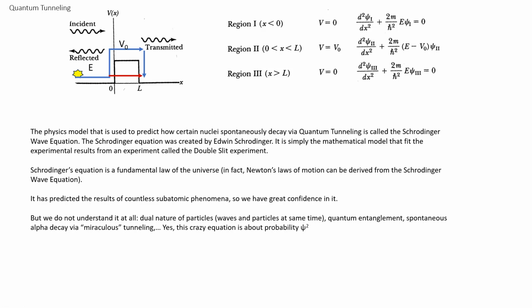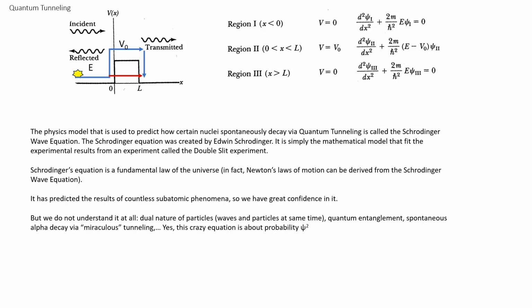Schrodinger's equation is a fundamental law of the universe. In fact, Newton's laws of motion can be derived from Schrodinger's wave equation. So Schrodinger's equations are more fundamental than Newton's equations. It has predicted the results of countless subatomic phenomena, so we have great confidence in it. But we don't understand it at all.